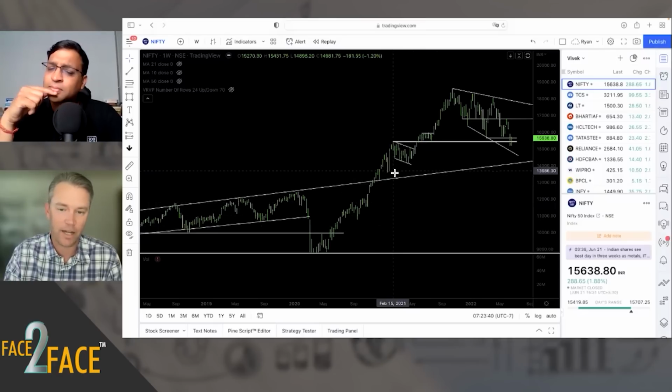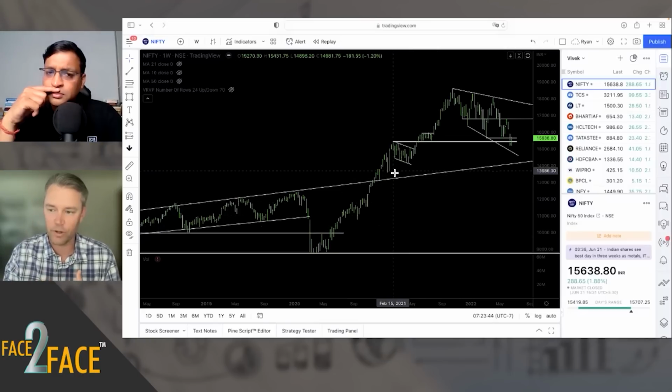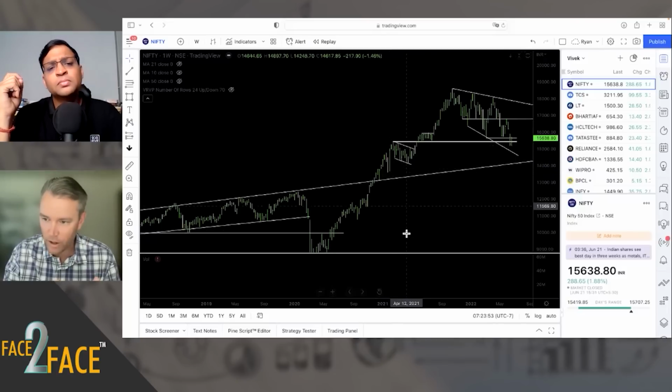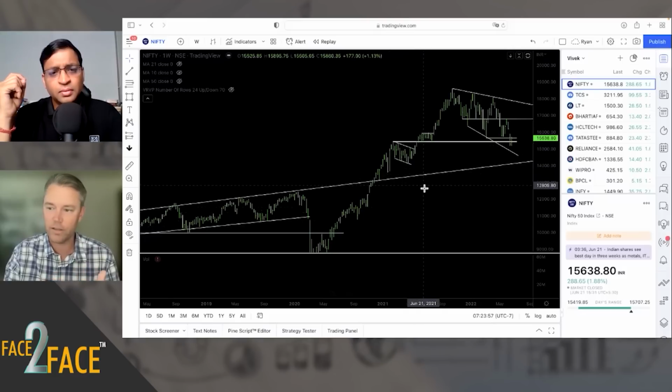Over time, I just learned that for me as a technician, the thing that's most important is price structure. And in the past I would let some of these emotional bars affect me. If you get a big red bar, you would see it as, oh, that's bad. And you'd see a big green bar, like, oh, that looks great.